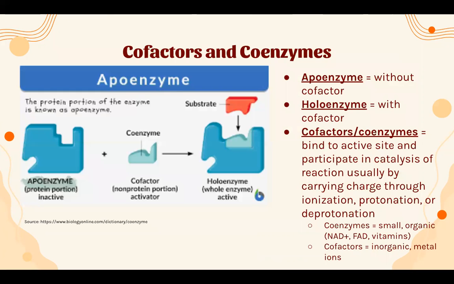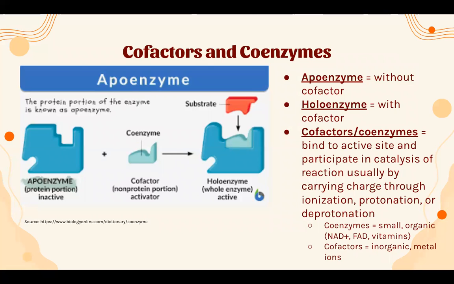Cofactors and coenzymes. Cofactors and coenzymes are basically things that accompany enzymes. They bind to the active site and they accompany the enzyme in catalyzing a reaction, usually by carrying charge through ionization, protonation, or deprotonation. On the left here, you can see a coenzyme attaching to an apoenzyme in order to create a holoenzyme that is more susceptible to substrate binding.